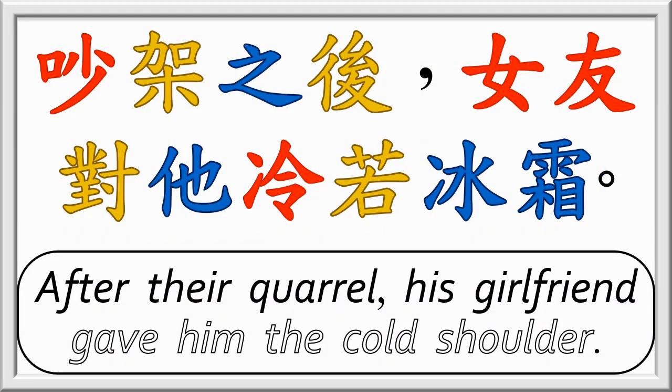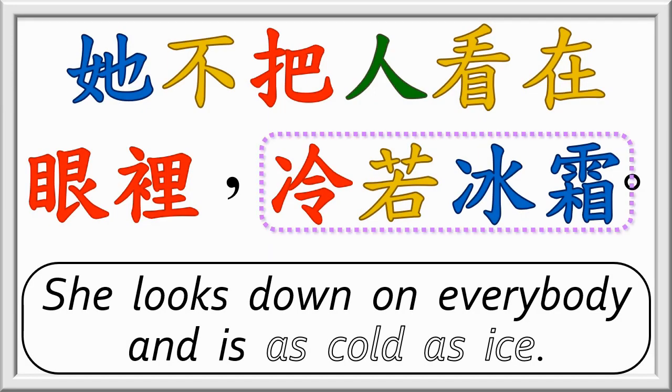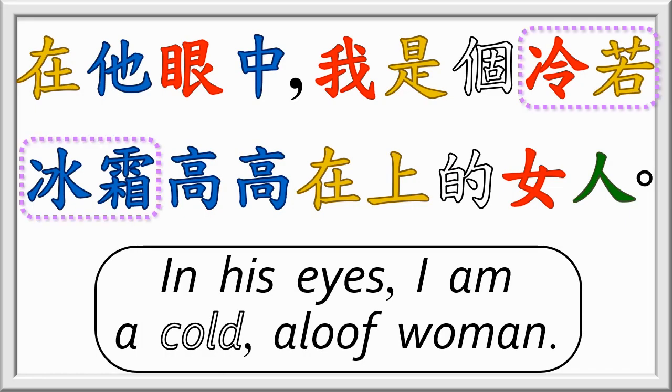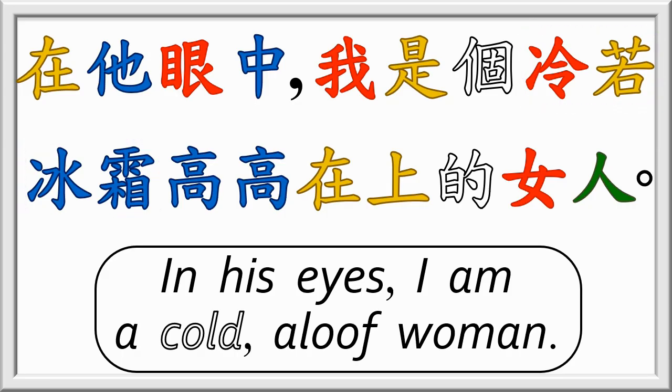Another expression is 冷若冰霜, literally as cold as ice and frost. 吵架之后，女友对他冷若冰霜。After their quarrel, his girlfriend gave him the cold shoulder. 他不把人看在眼里，冷若冰霜。She looks down on everybody and is as cold as ice. 在他眼中，我是个冷若冰霜、高高在上的女人。In his eyes, I'm a cold, aloof woman.